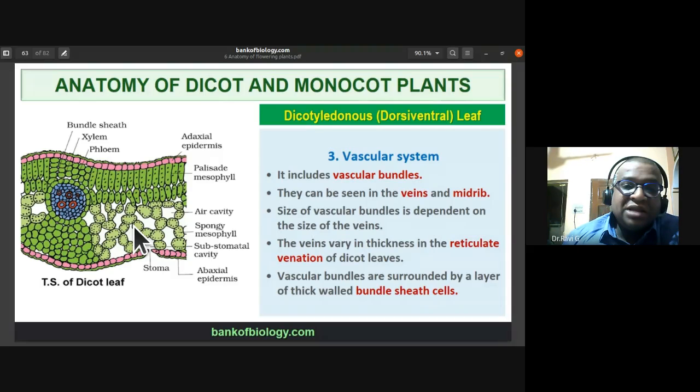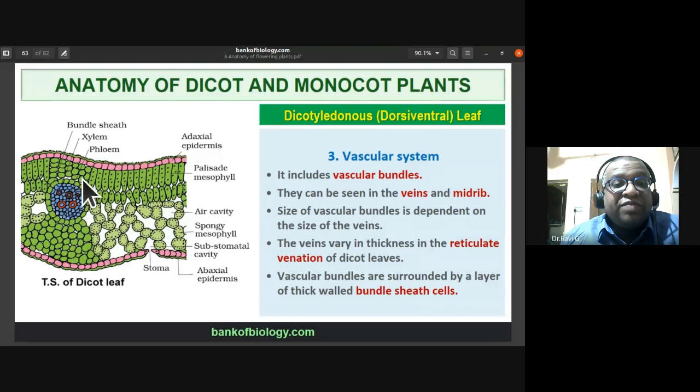So vascular system, it consists of vascular bundles. So where are the vascular bundles? Notice they can be seen in the vein region. Wherever the veins are there, you can notice these vascular bundles, and mid-rib region also you can notice the vascular bundle. The size of the vascular bundle is dependent on the size of the veins. If they are larger veins, you see a larger vascular bundle. If they are smaller veins, you find smaller vascular bundles.